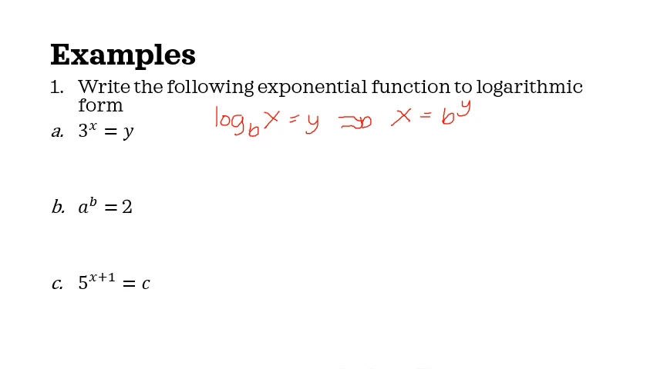So here, if we will transform this, this is our base, this is our y, right? And this is equal to x, right? If we try to transform it into logarithmic form, this is equal to log base 3. Then the variable here should be the x, which is our y here, equal to x. Okay? Now, how about this one?